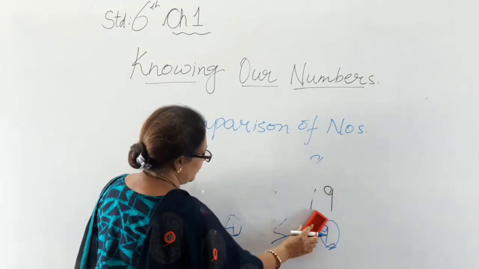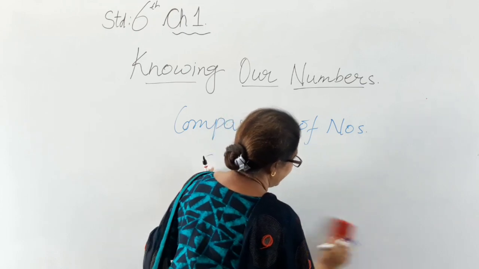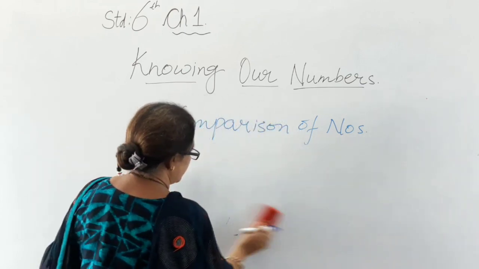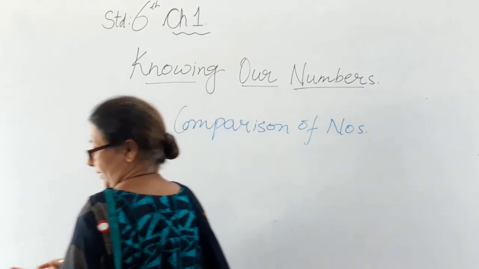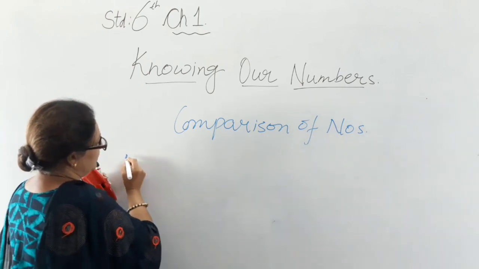Now I will be explaining the ascending and descending form of numbers. For example, I will take 4 numbers.